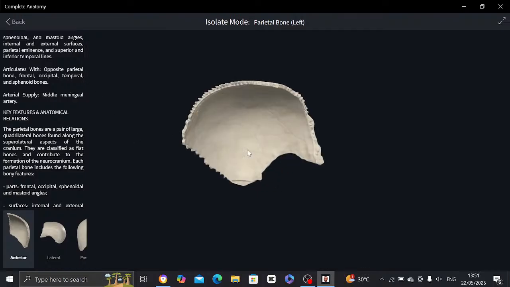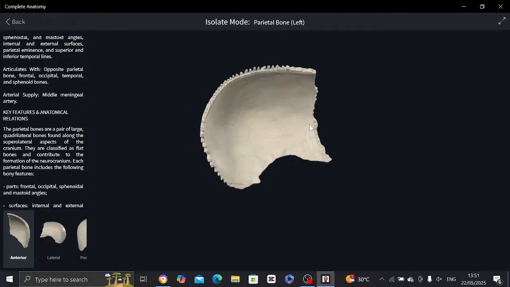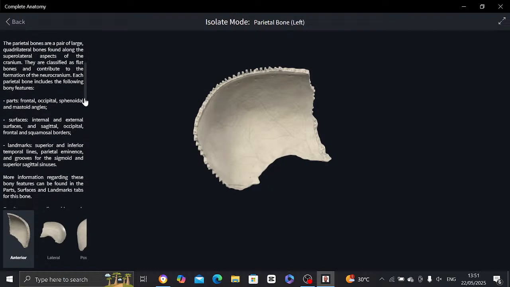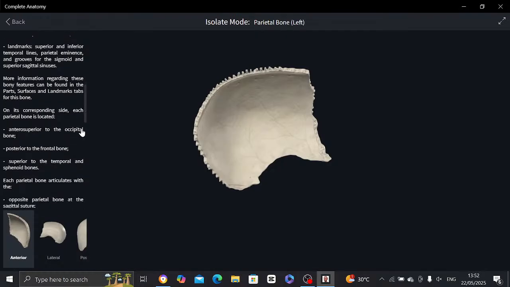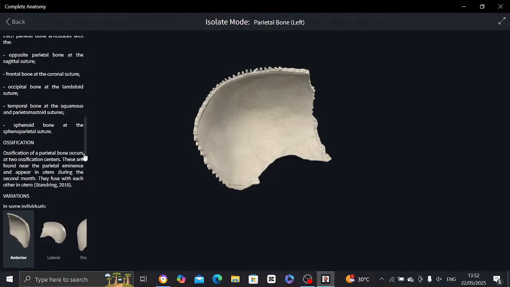If we look inside, we can see some of the branches that supply the parietal bone. Generally it is a large quadrilateral, you can see it has this roughly quadrilateral shape. It's the lateral wall of the cranium. It's also a flat bone, just like the frontal bone. We also talk about its attachments. Then we've talked about ossification. It has two ossification centers.